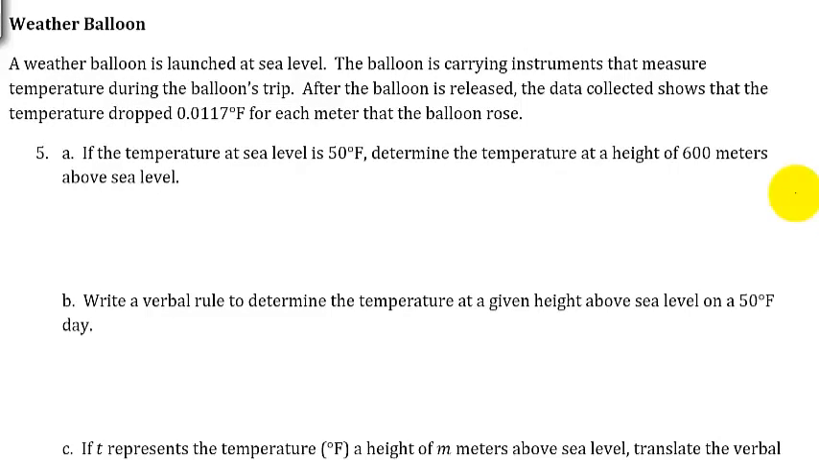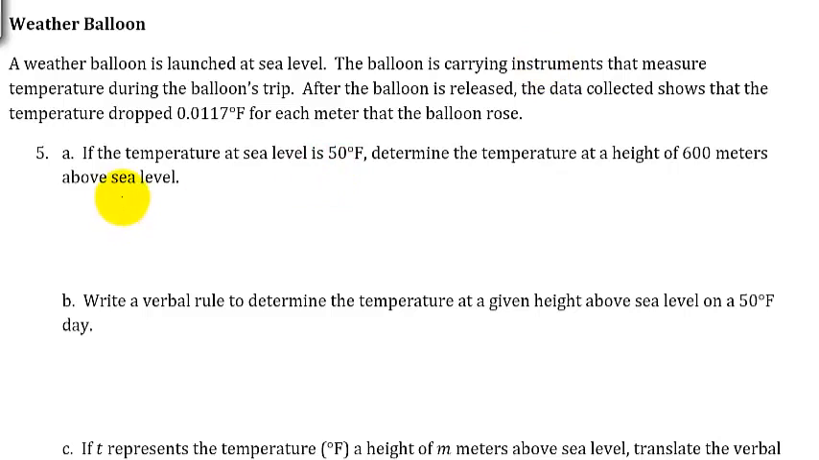Our next problem talks about a weather balloon. It's launched, it starts out at sea level, and the balloon is carrying instruments that measure temperature during the balloon's trip. After the balloon is released, the data collected shows that the temperature dropped 0.0117 degrees Fahrenheit for each meter that the balloon rose. If the temperature at sea level is 50 degrees Fahrenheit, determine the temperature at a height of 600 meters above sea level.